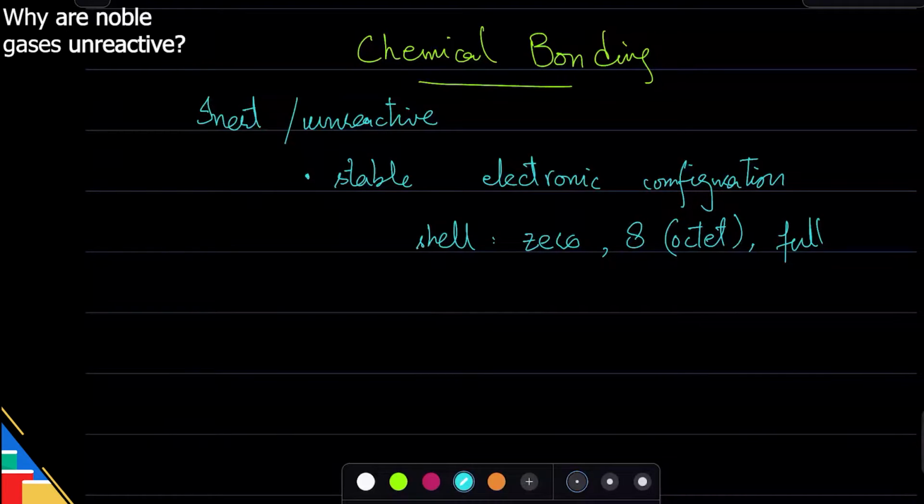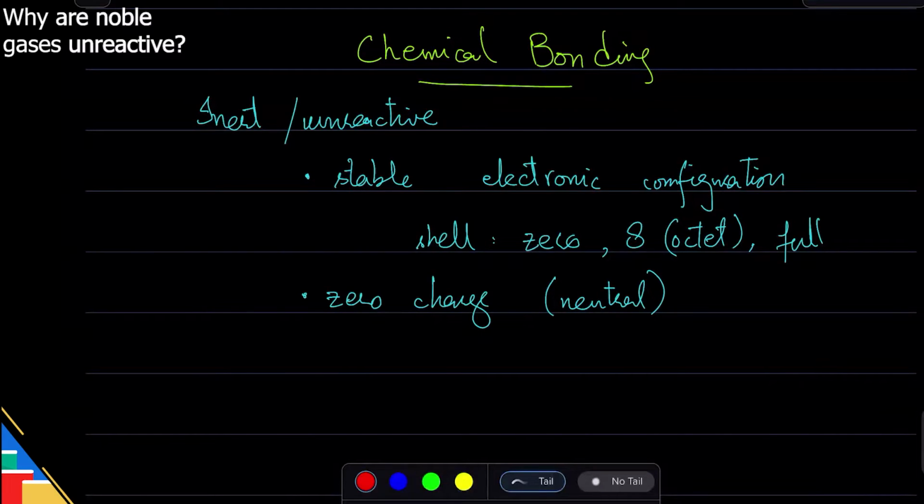But at the same time, they have to have 0 charge, which means they are neutral. So let's see. Most atoms, they are one of the two things. Almost every atom has a 0 charge. And sometimes the examiner asks you, why does an atom have a 0 charge? For example, if it's a 2-mark question, how will you answer it?